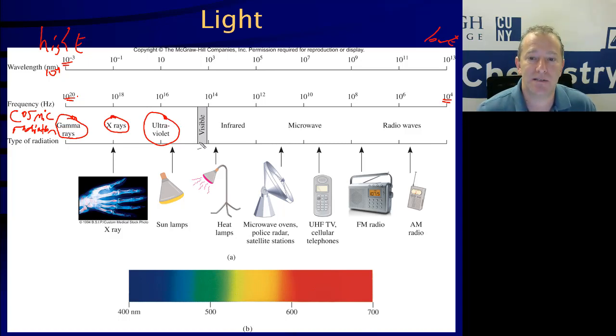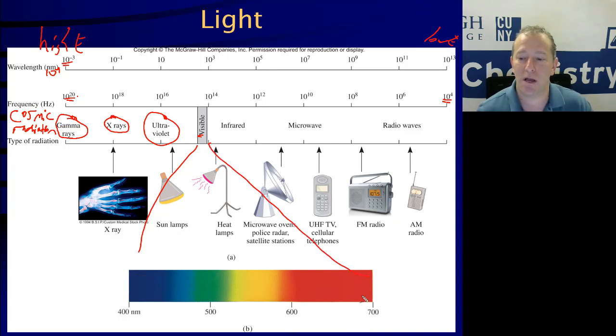Next lower in energy is visible. This is the stuff that we see with. Now, there used to be a little drawing on here that I just showed, an expansion of the visible region. It goes from 400 to, I don't know why they wrote 700, 800 nanometers is the generally accepted region of visible light. 400 to 800 nanometers. How do you remember which end is which? Well, short wavelength is high energy. Long wavelength is low energy.